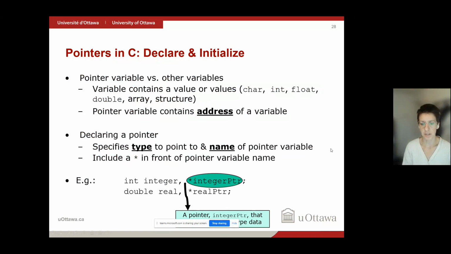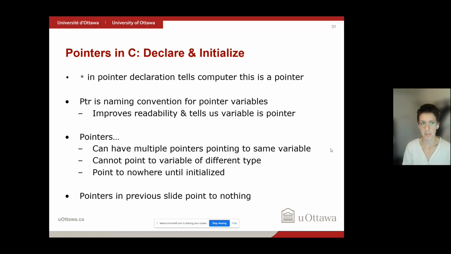And here are the notes of what I've already said. Okay. So like I said, star in the pointer declaration tells the computer that this is a pointer. PTR is the naming convention we're going to use. Remember that we can have multiple pointers pointing to the same variable. We cannot point to a variable of a different type. This will cause an error. It won't be a fatal error, but it will be an error.